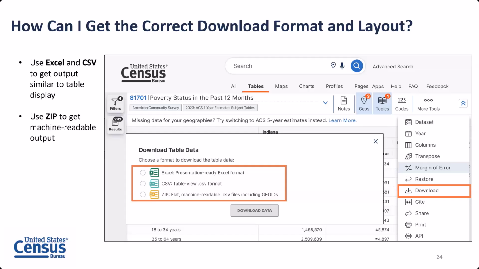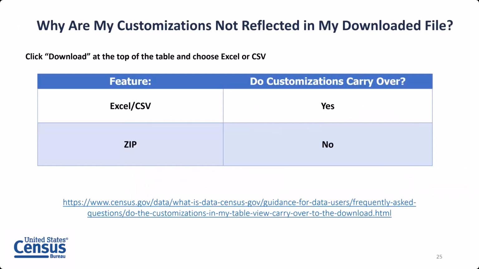Now, if you're wanting to work with the data, maybe you want to sort it, create your own map using your own software, you would be looking for the zip file format most likely. And this allows us to provide that description that the zip file is a collection of flat machine-readable CSV files. And by the way, they do include the geo IDs in that option. So hopefully this will no longer be a common question, but excited to share with you those details.